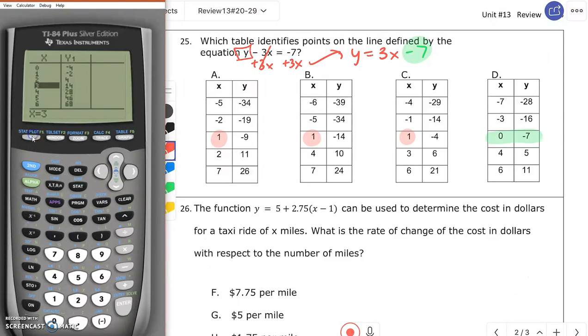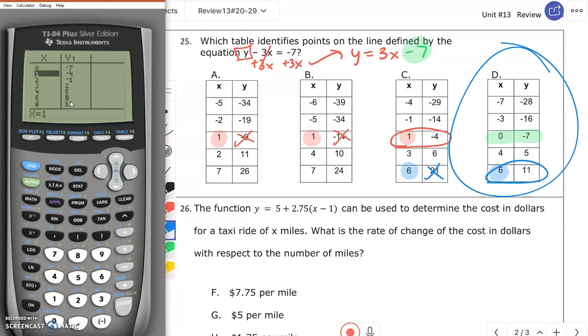So if I go back to my y equals and I put in 3x minus 7, go back to my table, there's 1, -4, which means A is definitely not it, B is definitely not it, but C might be, because I've got 1, -4. So I need to check another point. Between C and D, we have 6 on both of them. But if I look down at 6 on my table, it's not 621, it's 611. So D is my table that matches.